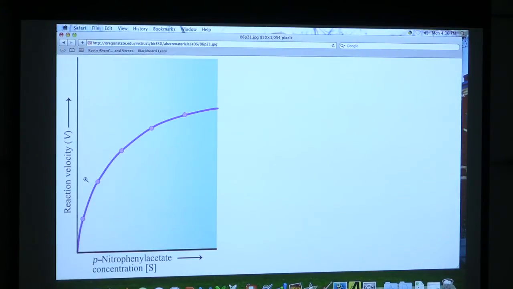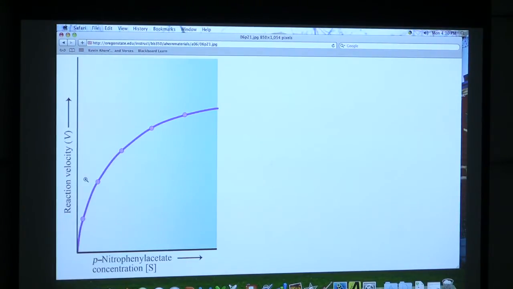The turnover number is a number. If I have something that has a turnover number of 1,000 per second, that might be what a turnover number might be. What it means is that every molecule of enzyme is making 1,000 molecules of product per second.